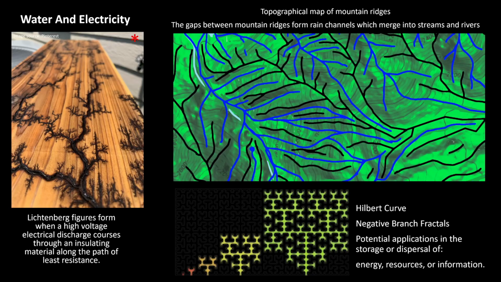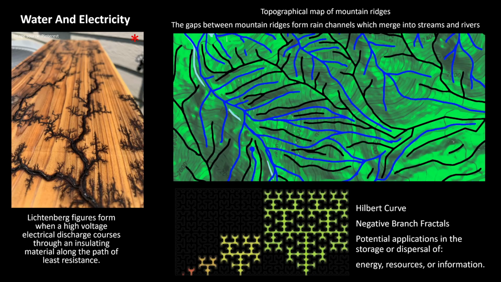Water and electricity. The branching patterns you see on this board of wood are called Lichtenberg figures. They form when a high voltage electrical discharge courses through an insulated material along the path of least resistance.